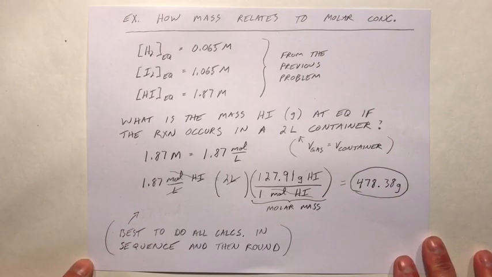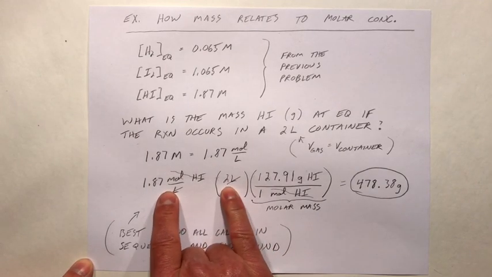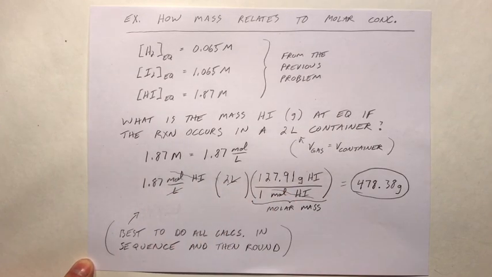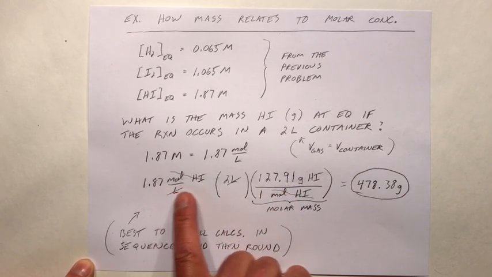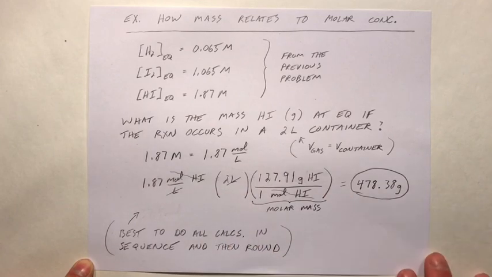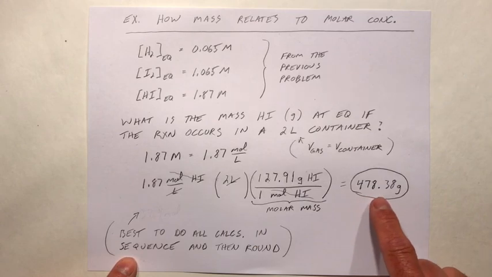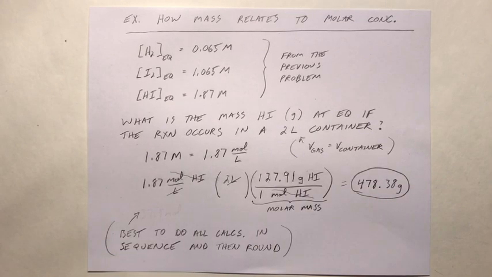It's important when you have sequential calculations to not just do this calculation, get an answer, round it, and then do this calculation. It's best when you have a bunch of numbers in sequence to lay them all out in sequence and do the calculations in sequence, and then round only one time at the end. All right, that's it.